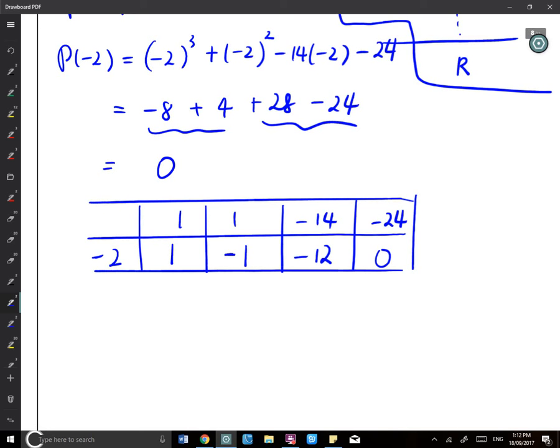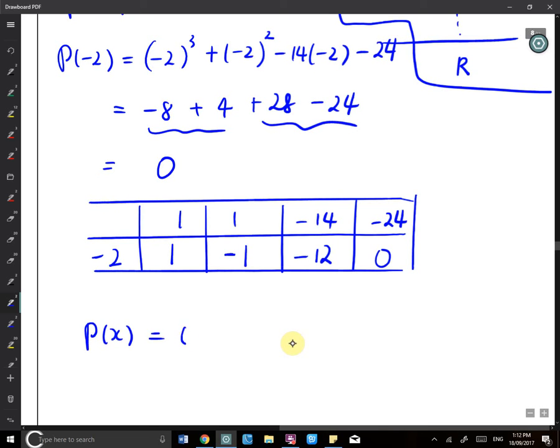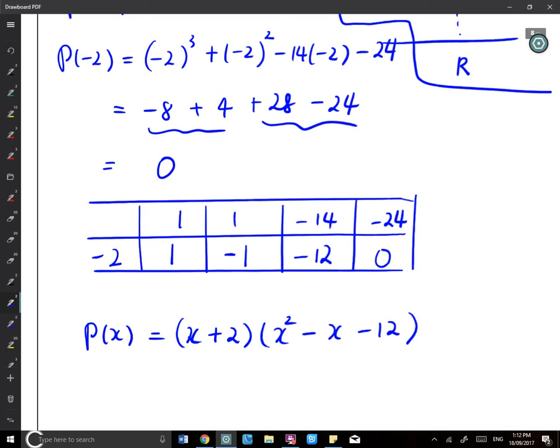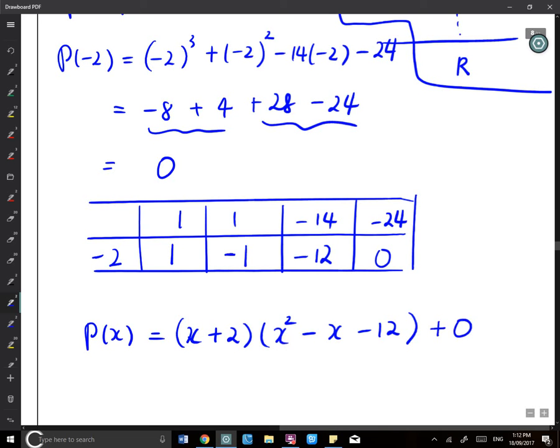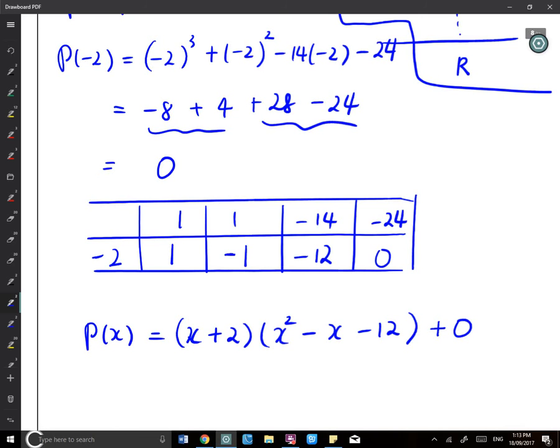I have a 0 remainder. I have proved it by this table method again. Both methods have confirmed that we don't really have a remainder. So P(x) can be written as (x plus 2)(x squared minus x minus 12) by the table method, plus a 0 remainder. There's no remainder, so you don't need to write the plus 0. I'm just writing it there to show you that there's a 0 here.